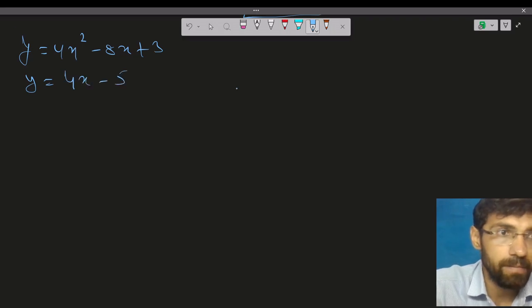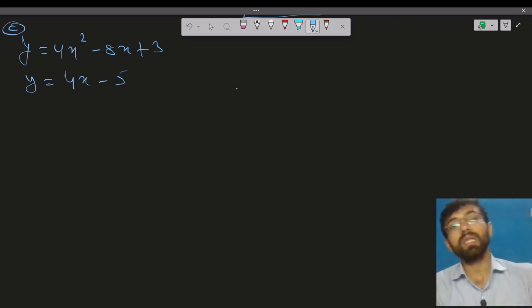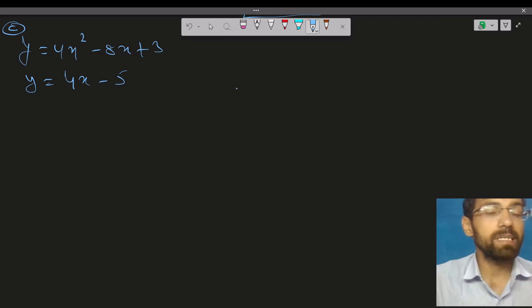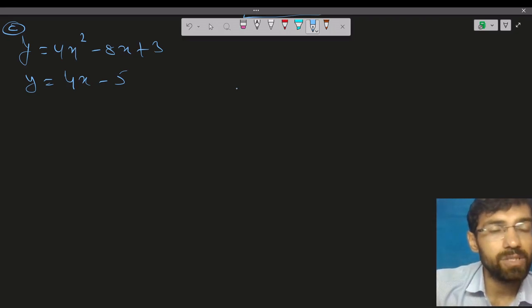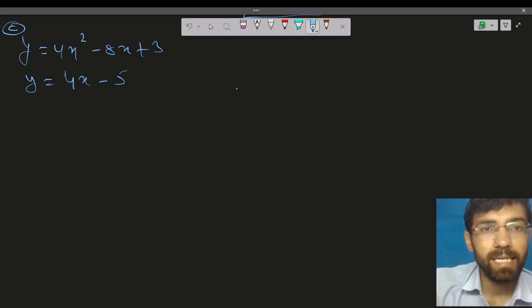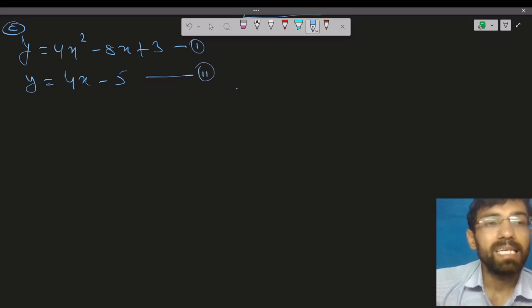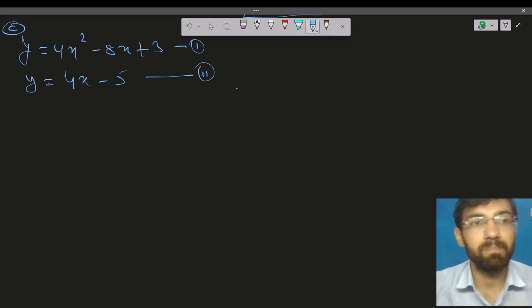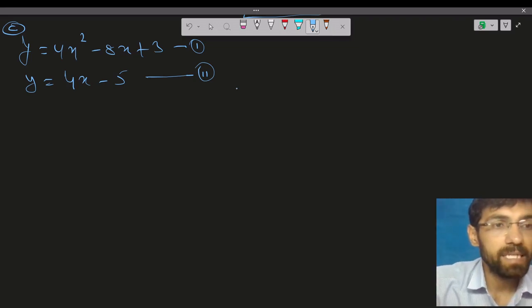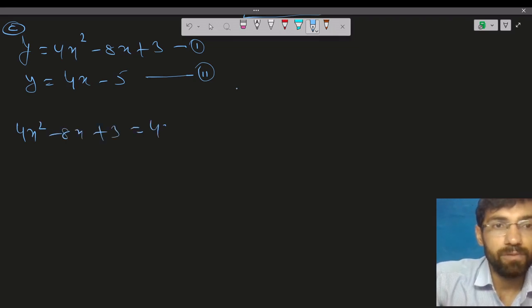We are solving part C. We have to find the point of intersection of these two. This is equation number 1, the parabola, and this is equation number 2, the line. You can see the left hand side of both the equations is the same. Therefore, the right hand side will also be the same. So it will be 4x squared minus 8x plus 3 equals 4x minus 5.